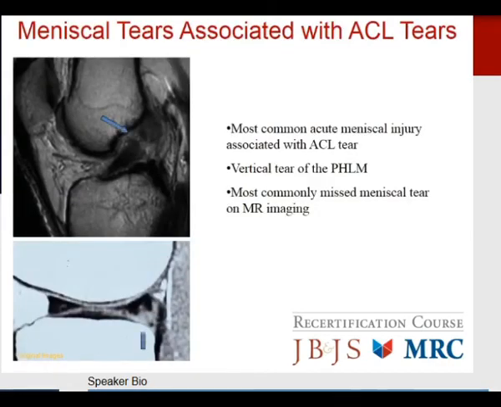Okay, the most common meniscal tears associated with ACL injury in the acute setting, we most commonly see a vertical tear in the posterior horn of the lateral meniscus, and this just happens to be one of the most commonly missed meniscal tears on MR imaging. So any kind of abnormality we see in the posterior horn lateral meniscus with an ACL injury, we view it with very high suspicion for a tear.